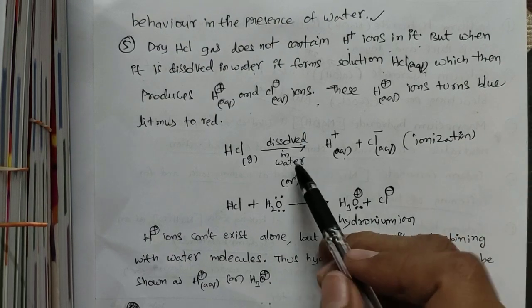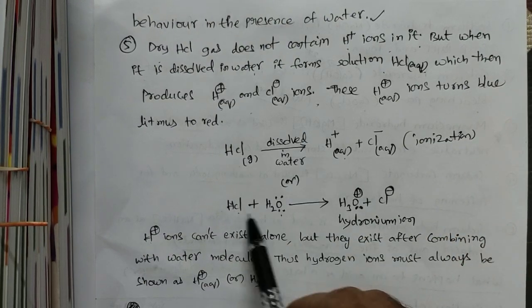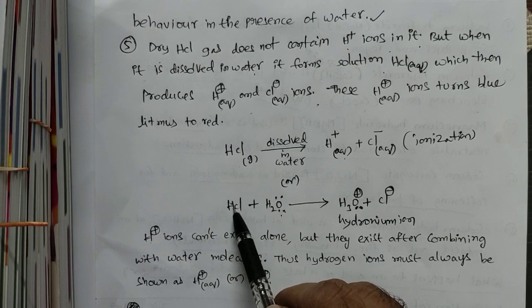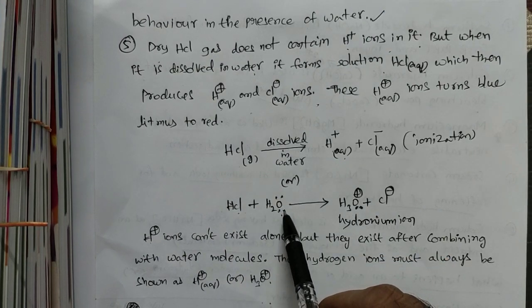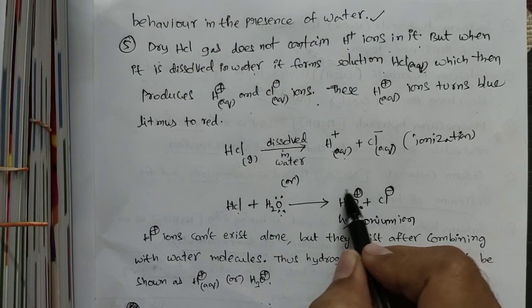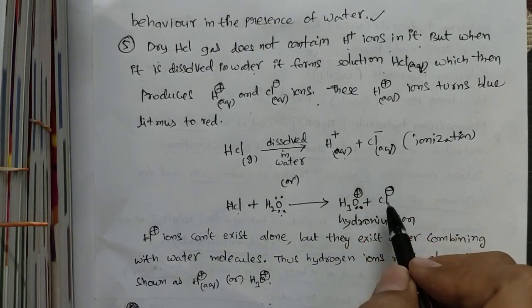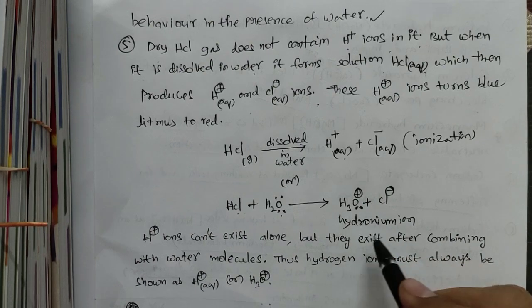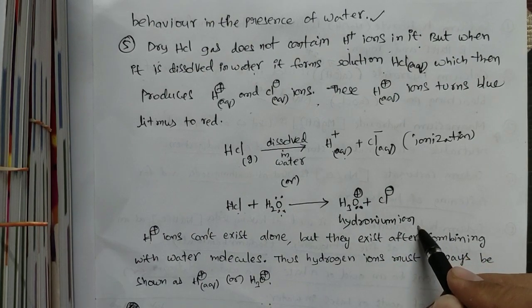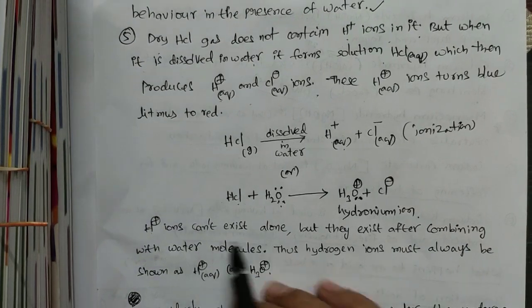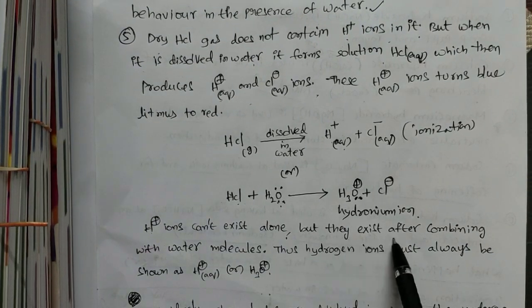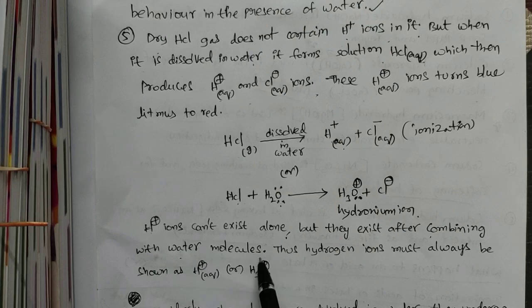This can also be represented like this. When HCl is put in water, HCl produces H plus ions. These H plus ions combine with H2O to form H3O plus and Cl minus ions. H3O plus is called the hydronium ion. So why is the H3O plus ion formed? Because H plus ions cannot exist alone, but they exist after combining with water molecules.